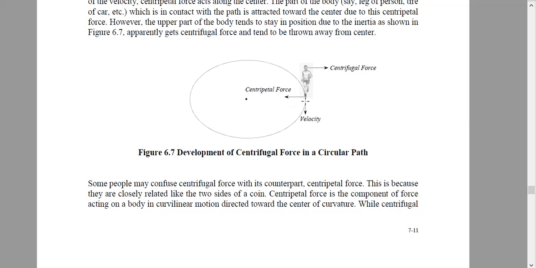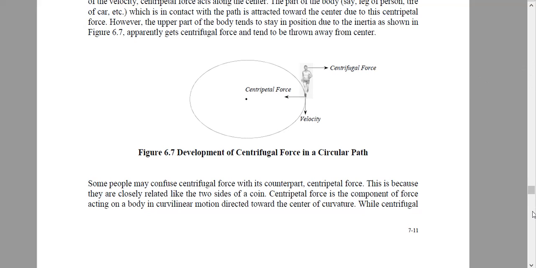Now when something pulls me inward, what happens? If this is me, I will feel a force outward. That is called centrifugal force. Now this is not a real force, this is a feeling. That means somebody is pulling me inward, I will feel outward. So how do we resist this?